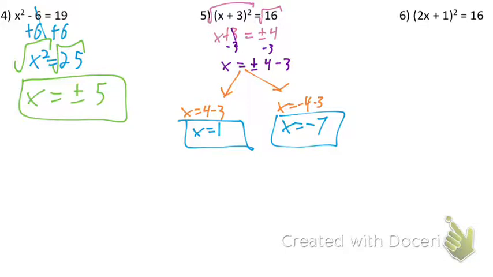And play with me for a moment here. If I plug in 1, what is 1 plus 3? 4. If I square 4, do I get 16? Yeah. Negative 7. What's negative 7 plus 3? Negative 4. What's negative 4 squared? 16. So do both work? Yeah. So even though they aren't a positive and negative of the same number, there still are 2 answers. Okay? Questions on number 5? That one was a bit different.